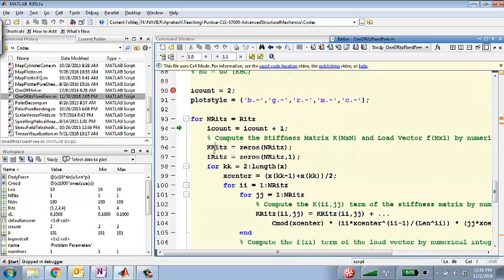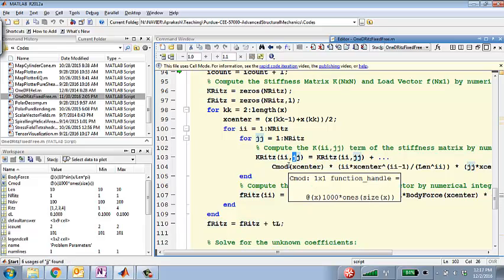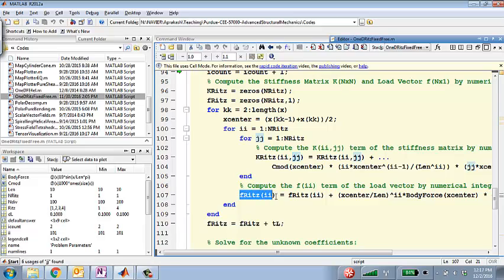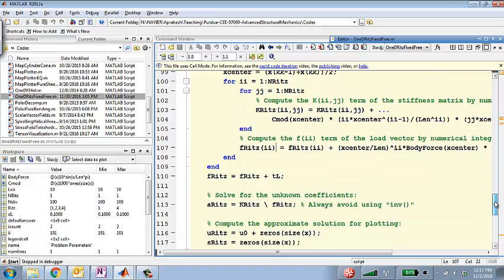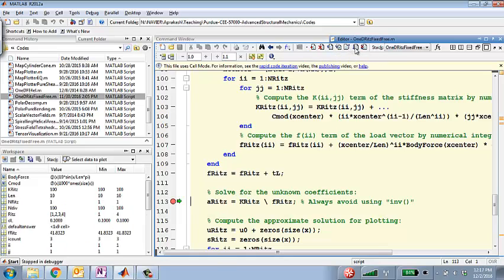I have the K stiffness matrix and the F vector, and there are these nested for loops. What they will do is calculate this K stiffness matrix i comma j term, exactly the integral that we did by hand, and it will calculate the F ith term. At the end of this loop, I will add the traction as well. And I'll go to this point. At this point, I'm just doing A is equal to inverse K times F.